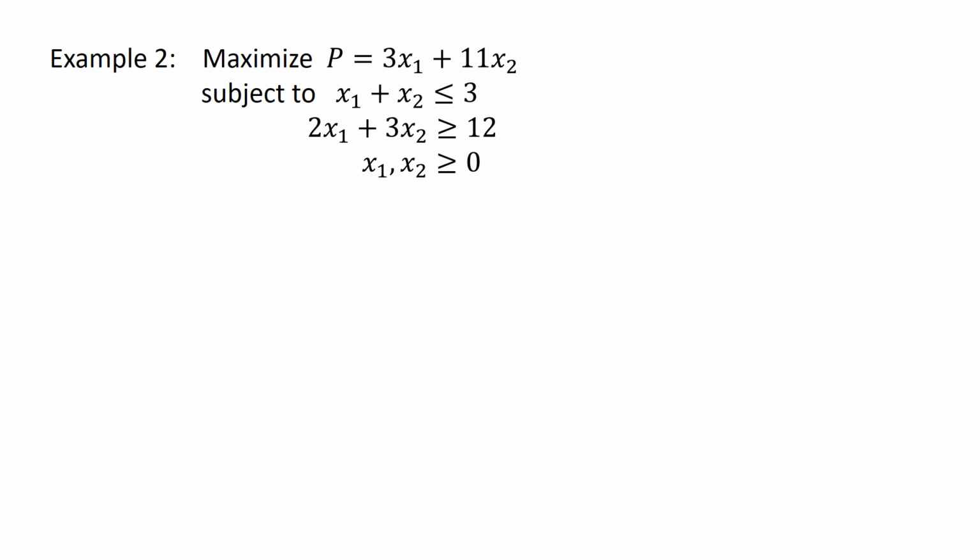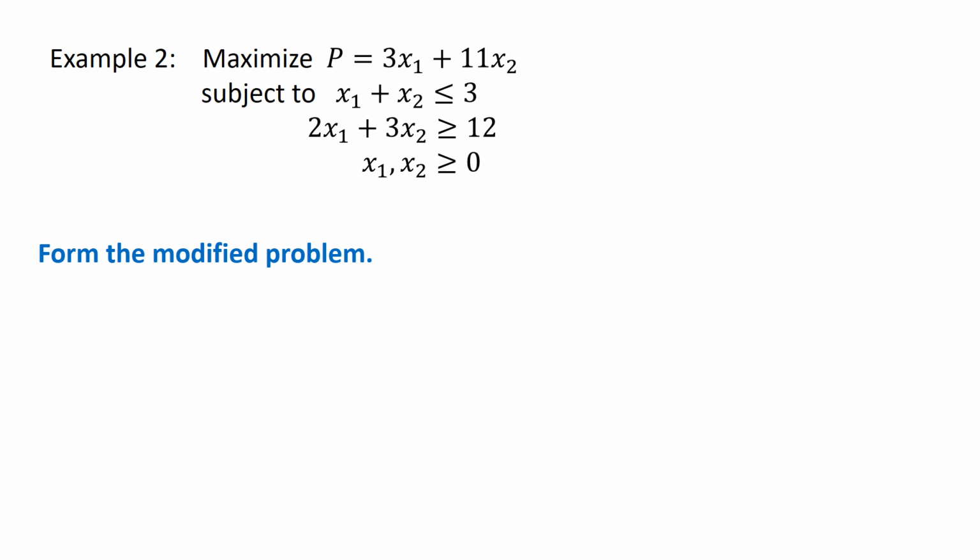In example 2, we're going to maximize p equals 3x1 plus 11x2, subject to the constraints x1 plus x2 less than or equal to 3, 2x1 plus 3x2 greater than or equal to 12, and x1 and x2 non-negative. So this looks very similar to the problem we just did, but we're going to see that it has very different results.